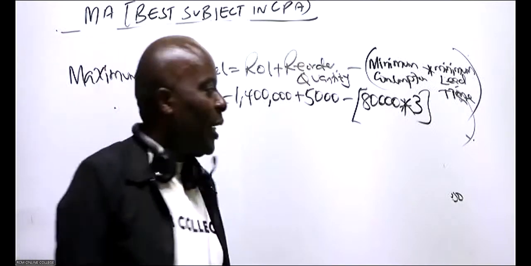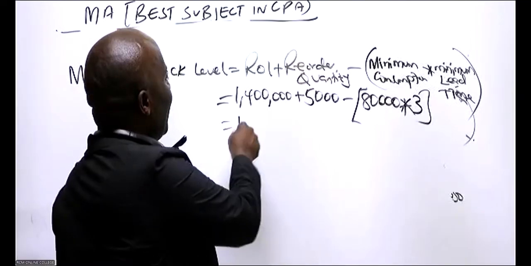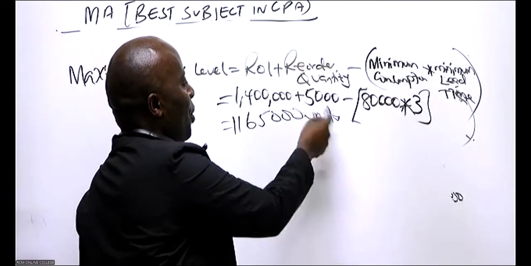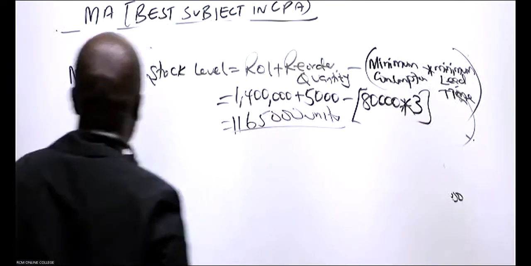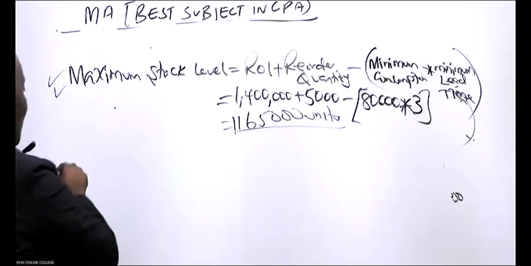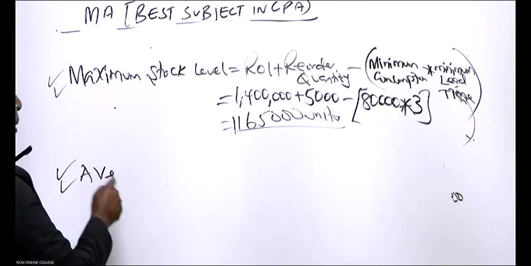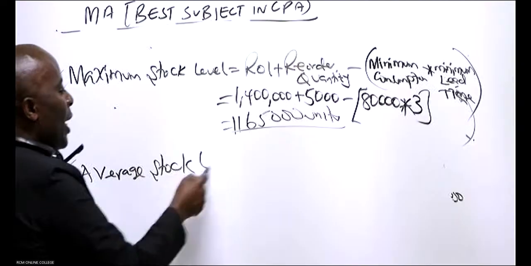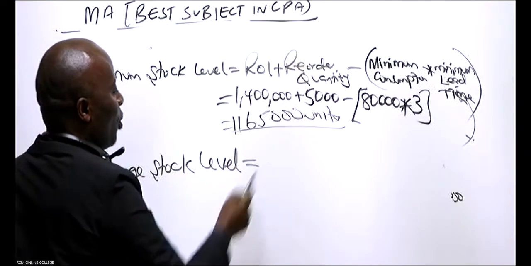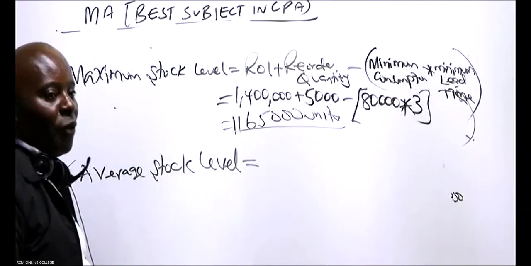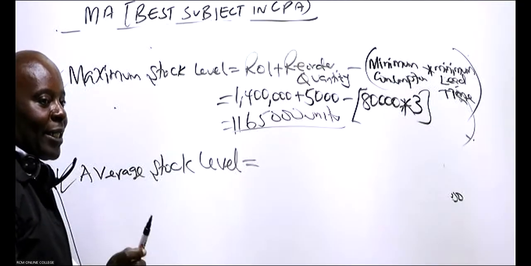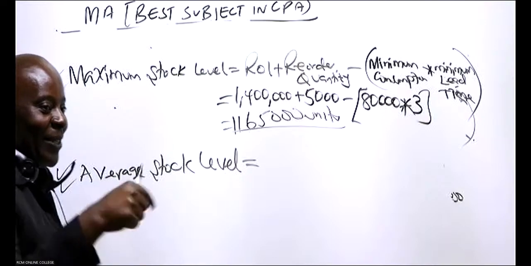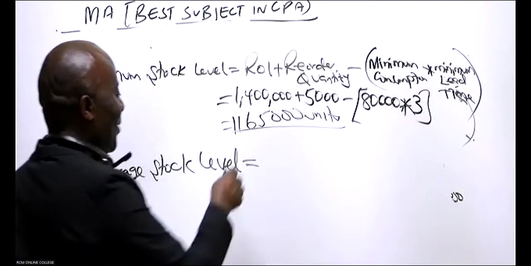$1,165,000. And then the very last one, ladies and gentlemen, which we have already discussed, is the one we are calling what here? Average, isn't it? So average stock level. What do we have here for average stock level? Maximum plus. Did you attend my daytime class today? How come you remember this very well?